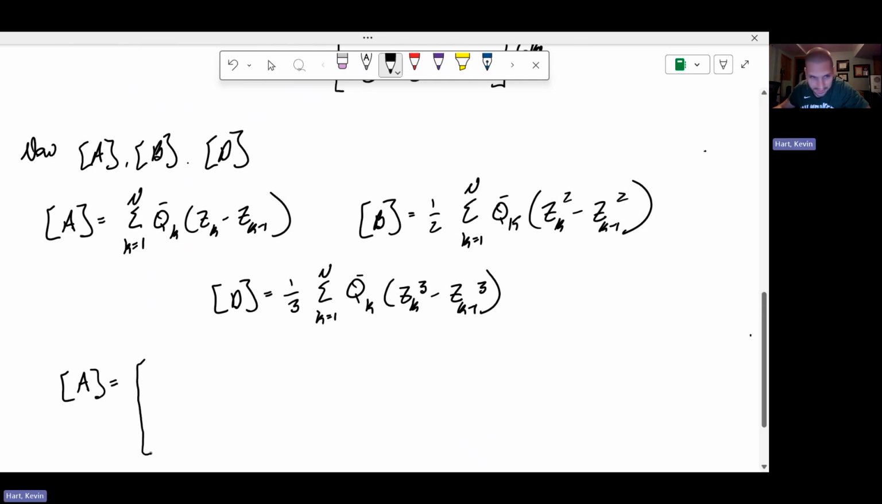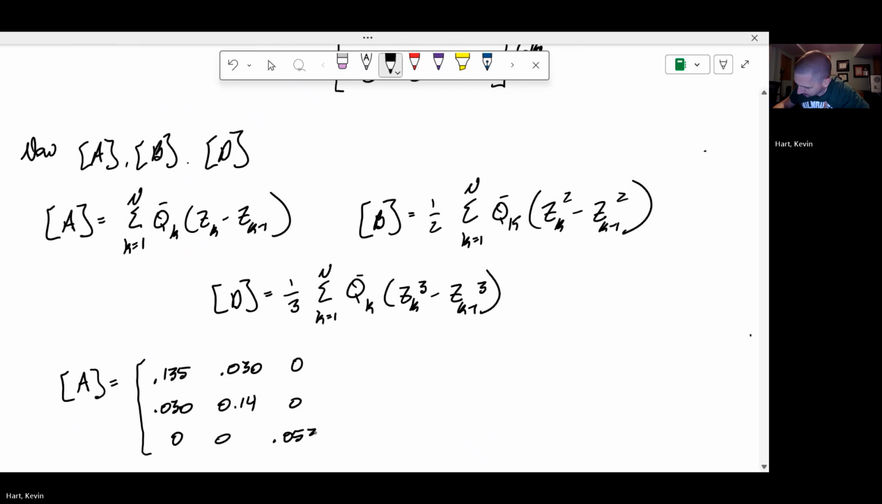The capital A matrix is 0.135, 0.030, 0, 0.030, 0.14, 0, 0, 0.053. And this is 1 on GPA for units. Sorry, so GPA millimeter. GPA meter, geez. Right, okay, so that's the calculation of the capital A matrix.